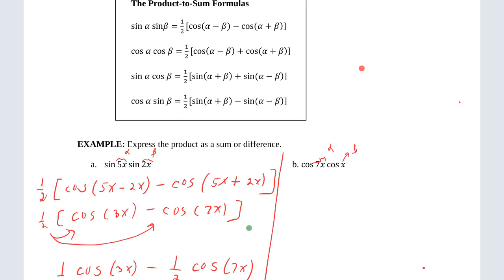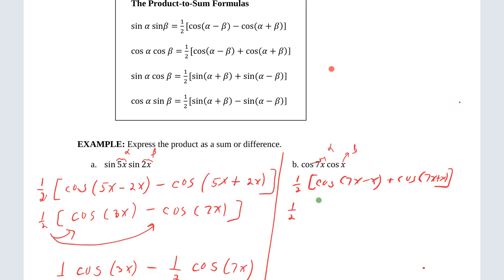Okay, all right. So moving on, we have the cosine. We'll start with the 1/2, and then we have cosine of 7x minus x, plus cosine of 7x plus x. As you can see, I just exactly copy the formula here, replacing the angle alpha and angle beta.